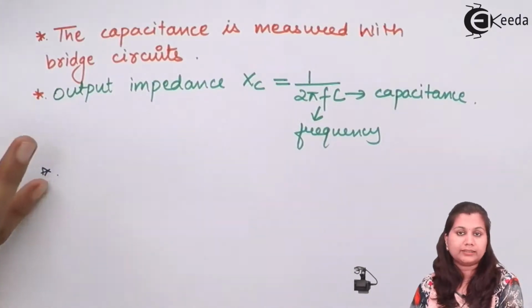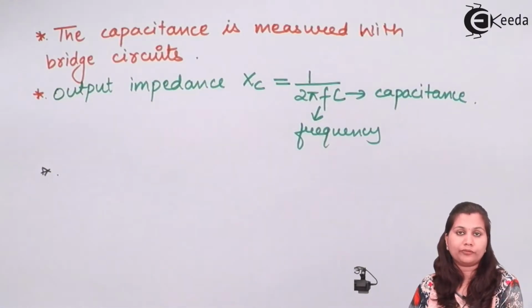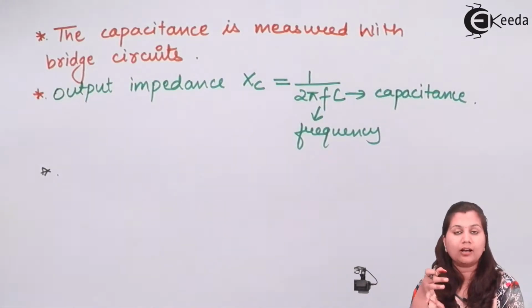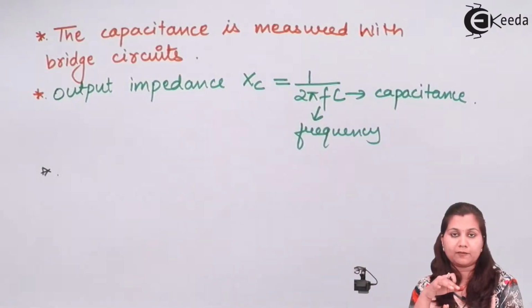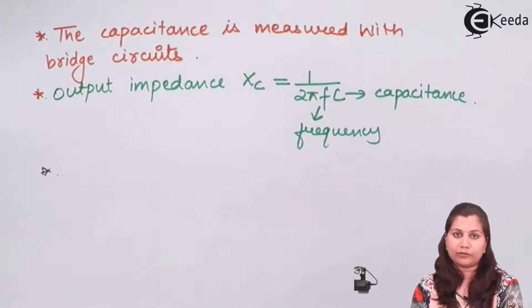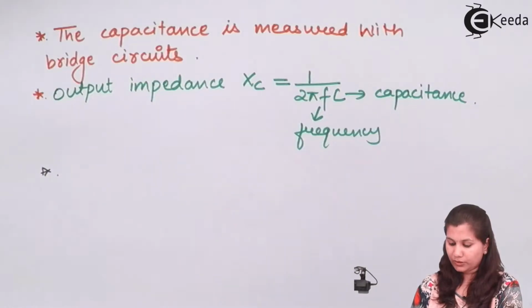Now you have seen here that we can use any of the physical variables to cause the changes in either the overlapping area, the distance between the plates, or the dielectric constant. So there are various types of capacitive transducers which are using this principle to convert a non-electrical quantity into an electrical quantity. Now let us see some of the advantages and disadvantages of the capacitive transducers.